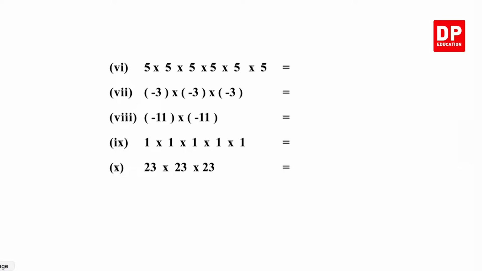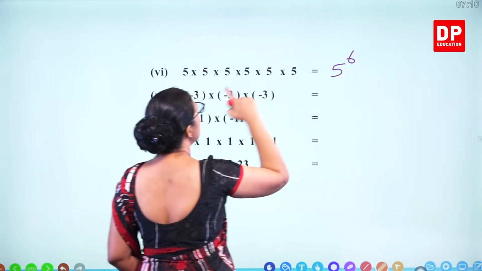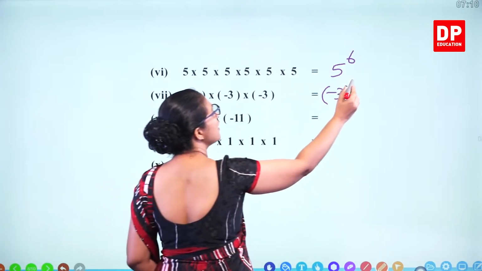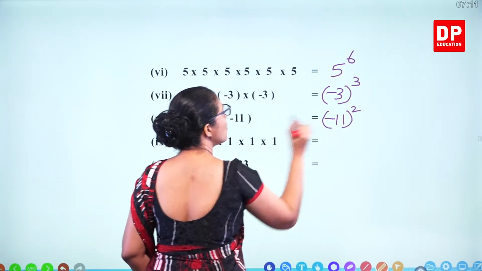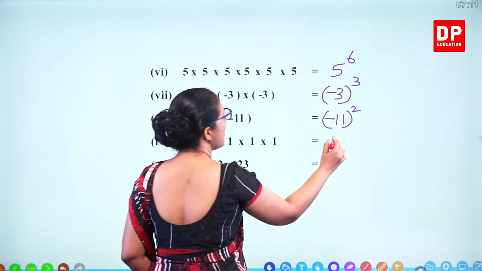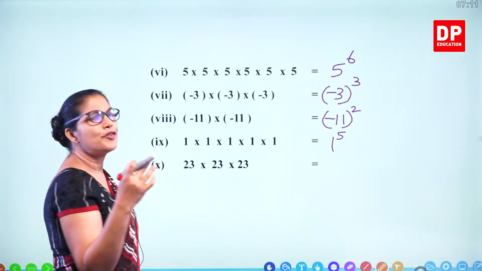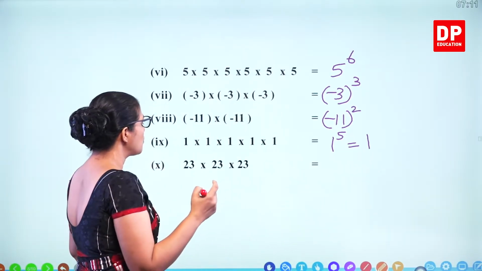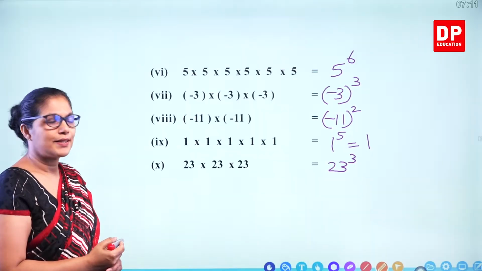This one, how many 5's? 1, 2, 3, 4, 5, 6. How many minus 3's? Make sure that you put brackets. 1, 2, 3. Power 3. How many minus 11's are there? 2. Power 2. How many 1's are there? 1, 2, 3, 4, 5. But here 1 to the power of any number is 1. 23, 3 times. 23 to the power of 3.